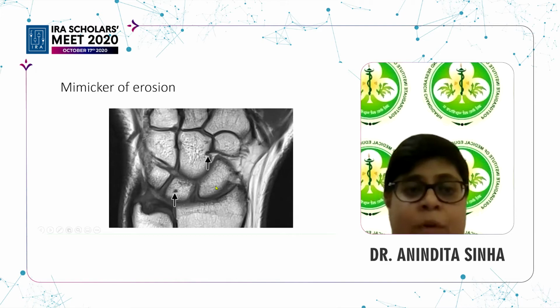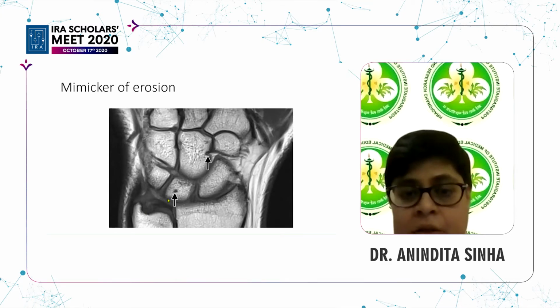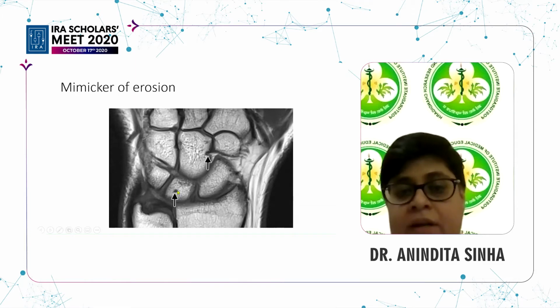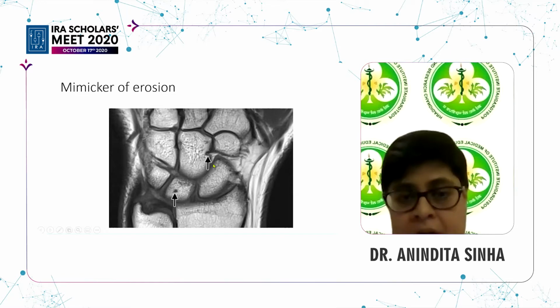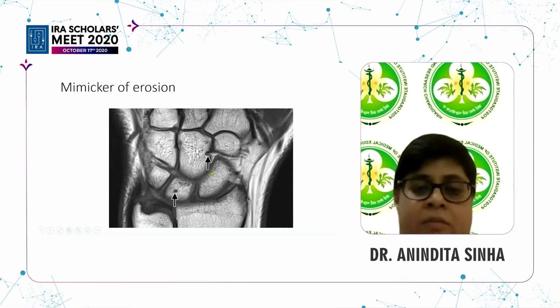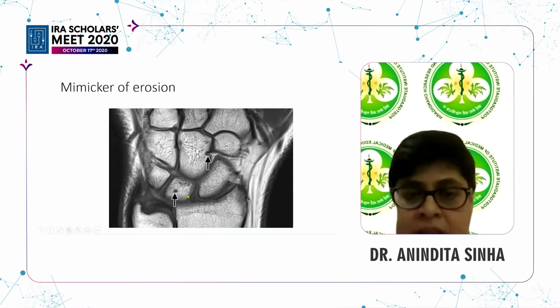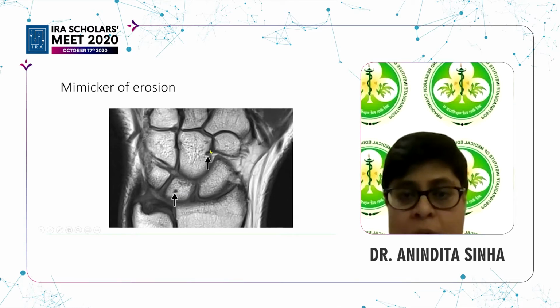So when I was talking about mimickers of erosion, you can have normal findings which can mimic erosion. These are the nutrient arteries which penetrate the bones, and these are very often taken as erosions when we are initially interpreting MRIs, and these should not be misdiagnosed as erosions. And you can see why this is not an erosion.